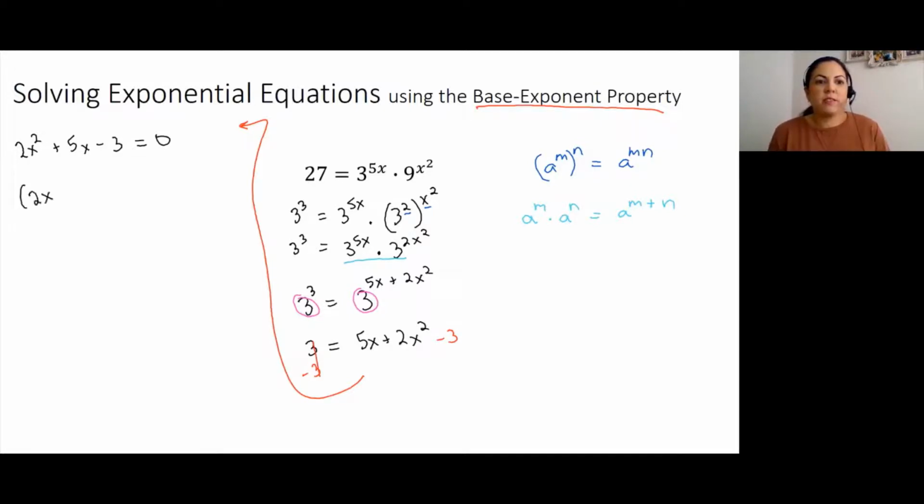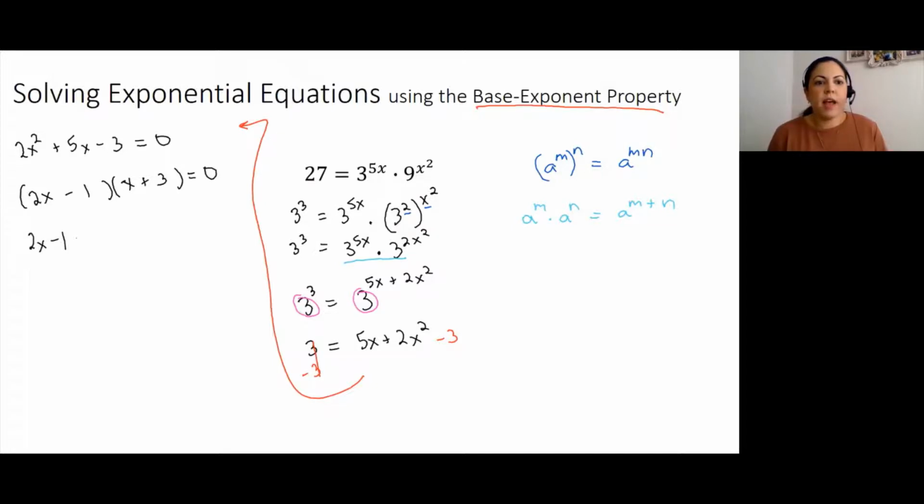Since there's a 2x in front, I'm going to do this. And then let's see, we need 3 times 1. So here, this factors into 2x minus 1 times x plus 3, because if I distribute, I get 6x minus 1x, which is 5x, and then I get negative 1 times 3, which is negative 3.